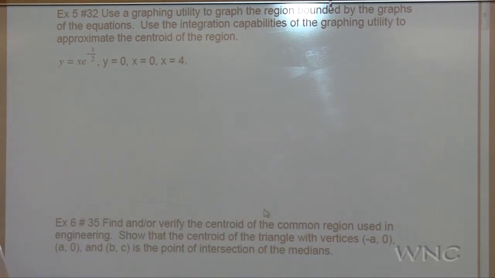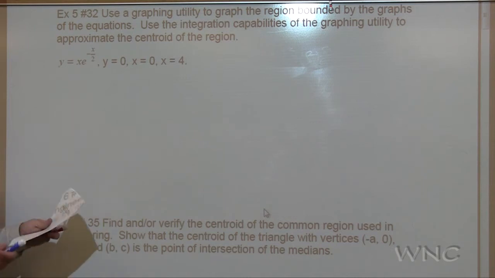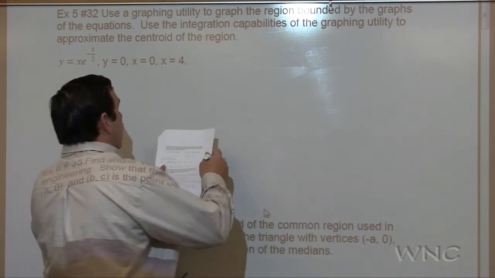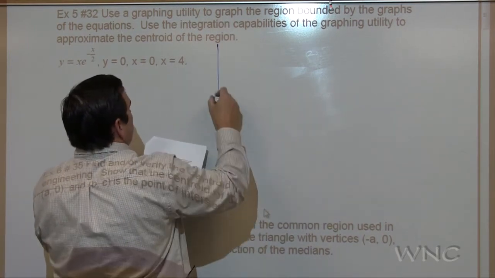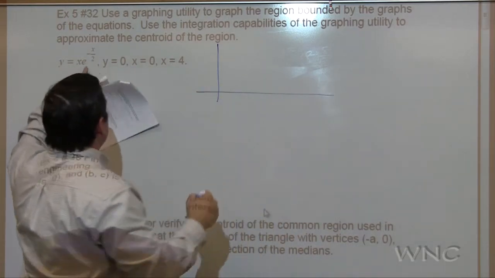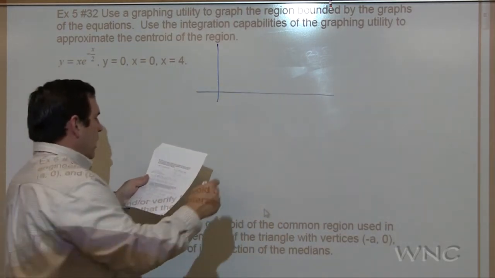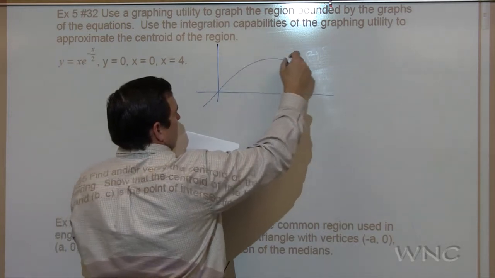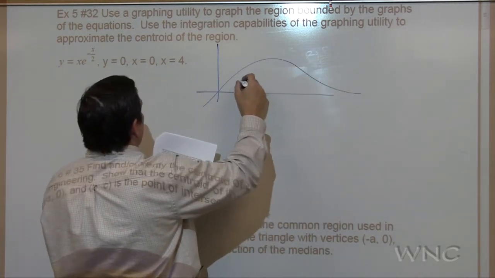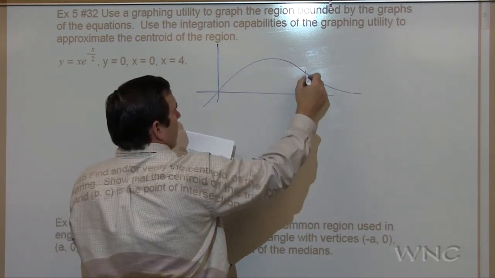Okay, use a graphing utility to graph the region bounded by the graphs of the equation. Use the integration capabilities of the graphing utility to approximate the centroid of the region. And I'll draw a little picture of this here. It's y equals x e to the negative x over 2. It looks something like this. We're going from 0 to 4.